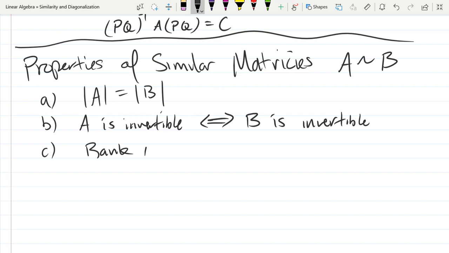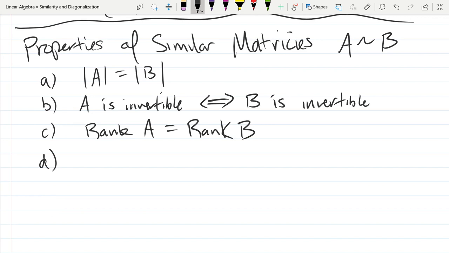So next property, the ranks are equal. And remember, the rank counts, one way to think about it, the number of columns that are not free. What was the other property of a matrix that was sort of the complement to the rank? The nullity. So the nullity is the dimension of the null space. So if your rank is the same, that means your nullity would also be the same. It'd be basically your dimension minus your rank.